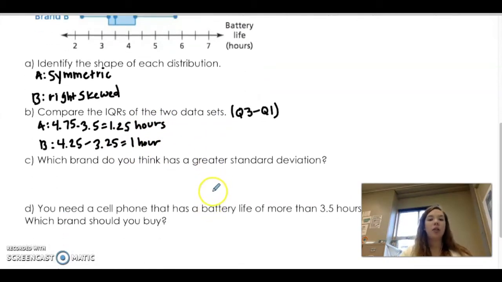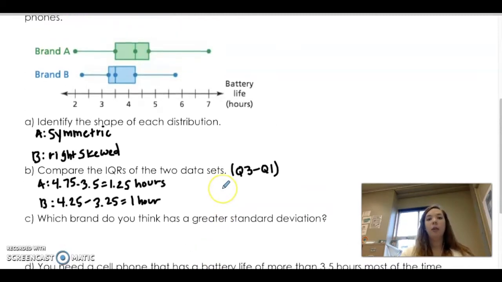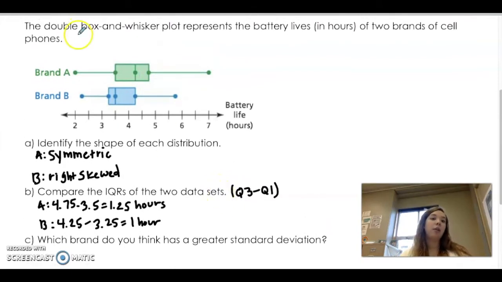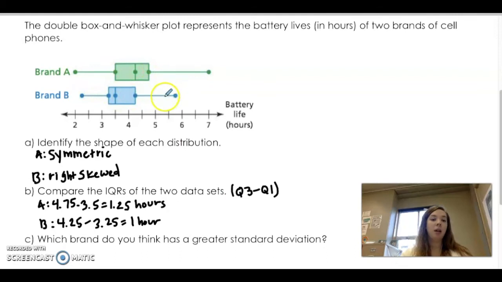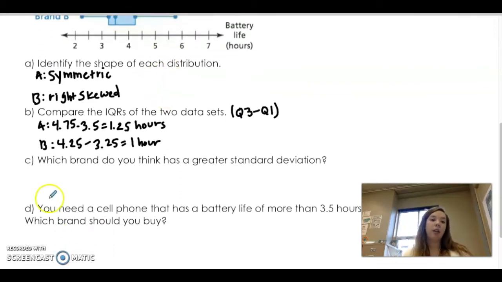Which brand do you think has a greater standard deviation? And remember, standard deviation is how spread out our data is, how far each point on average is from the mean. So really, we just need to look at our plots overall. Brand A is a much bigger, longer box plot than brand B, so it's going to have a larger standard deviation.